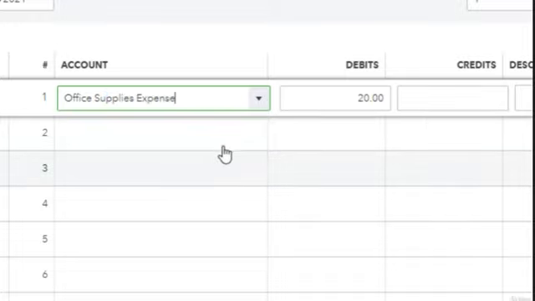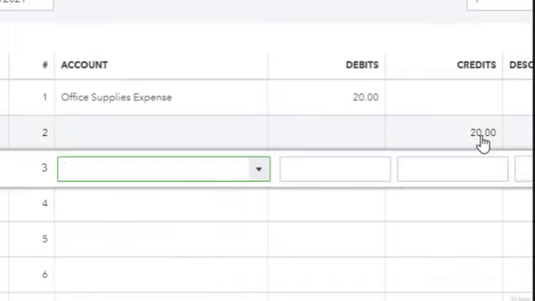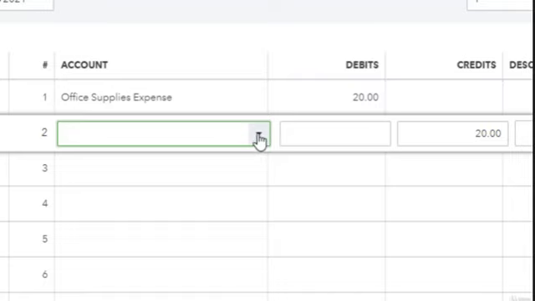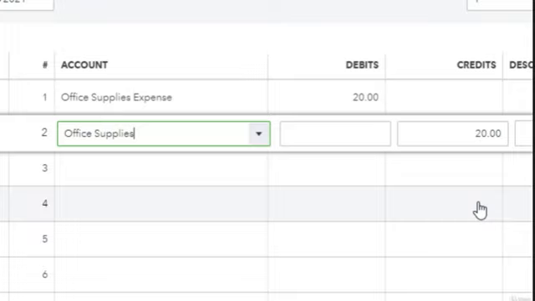And then what we're going to do is we're going to credit the office supplies, because by crediting the office supplies, it reduces office supplies. So office supplies started out with $100. Now we're taking $20 out by doing a credit, and that's going to reduce our office supplies.